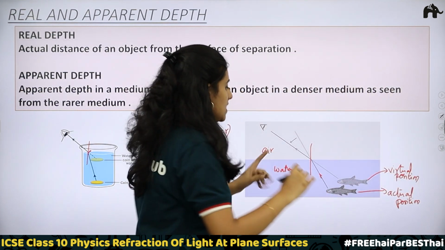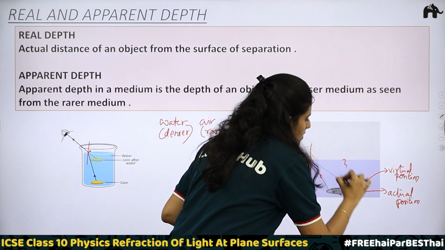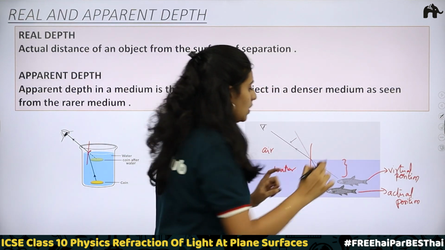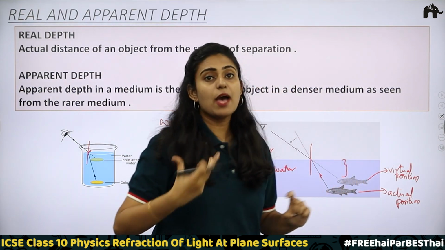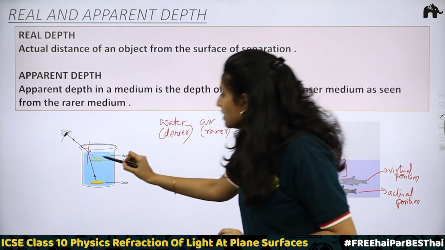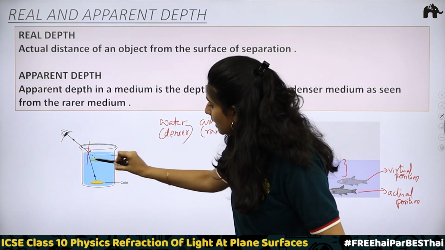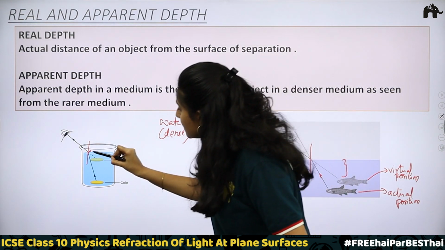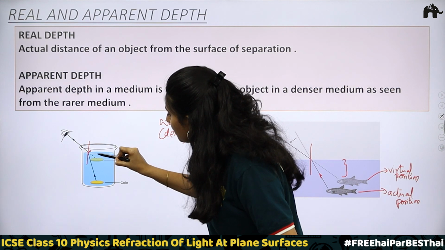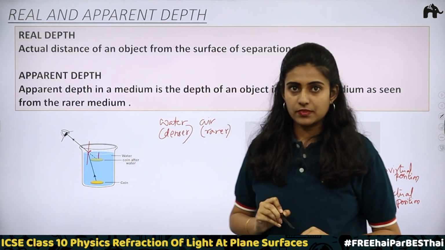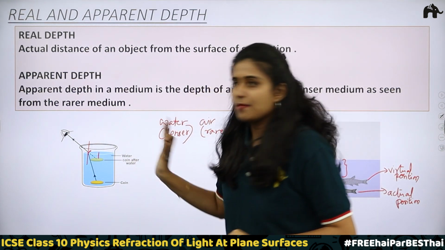Okay, so the distance from the surface of the interface of two mediums to the virtual position is called the apparent depth. That is the new position. Here we have the coin at this point. From the surface of the interface of two mediums, this is the distance. So this distance is called apparent depth.